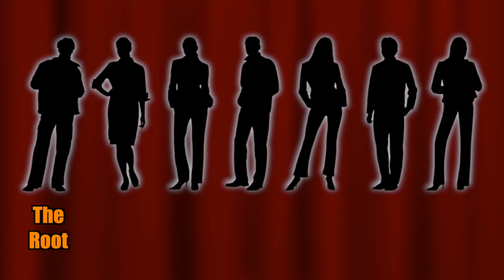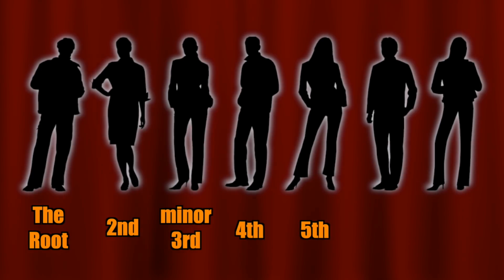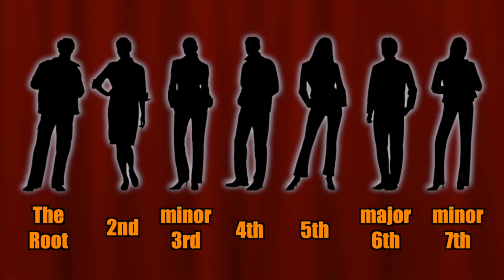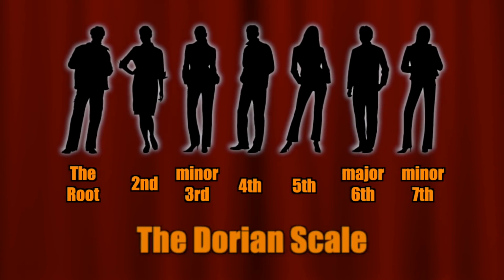The root, the 1, that's A. In this case, it's A. Everything is attracted to that main character. And then we have a second, a minor third, a fourth, a fifth, a major sixth, and a minor seventh. So 7 different characters with different personalities that together make the Dorian scale.